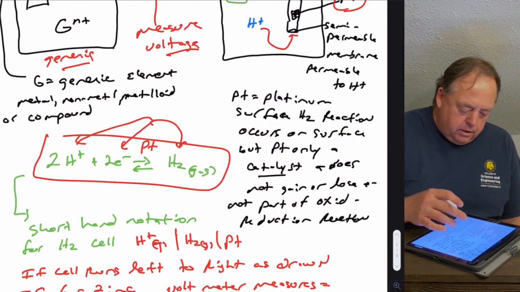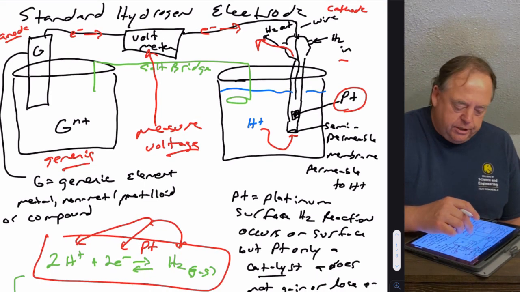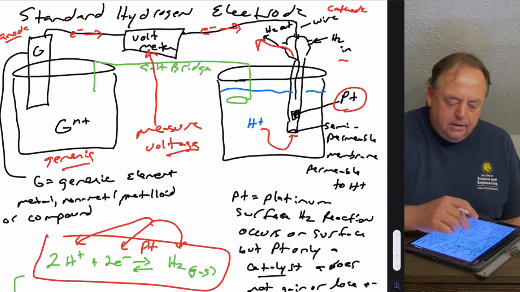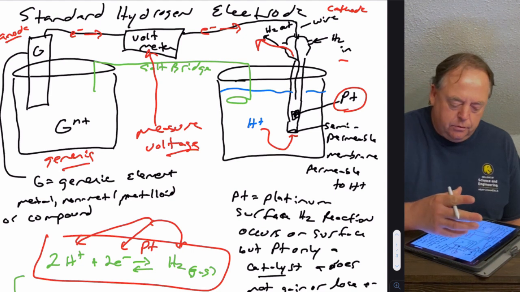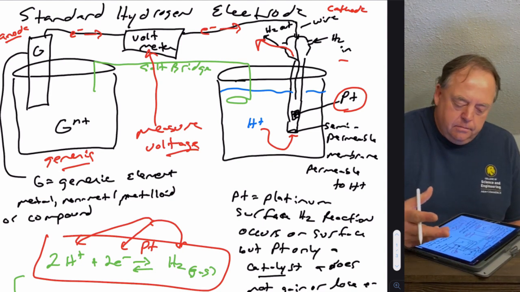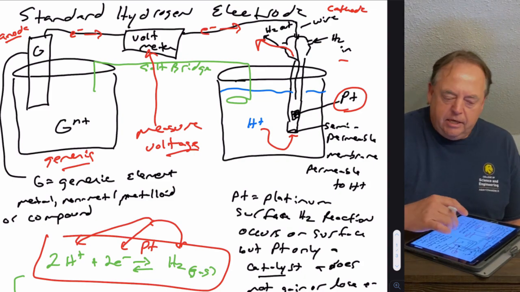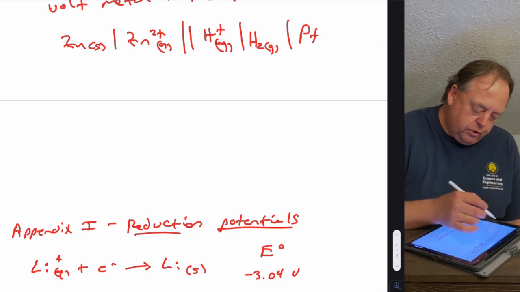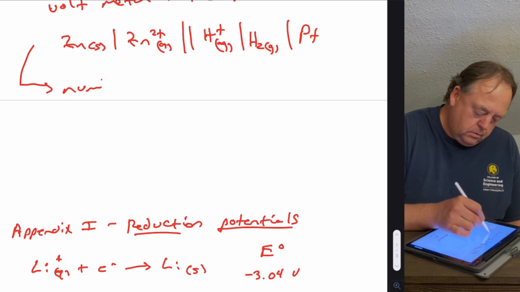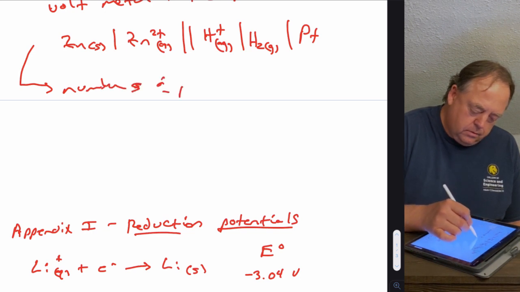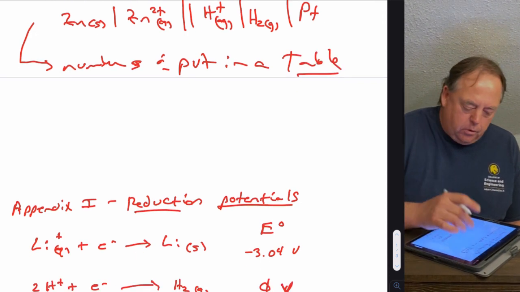Again, what you would do is change out zinc for something else, for copper, for fluorine gas, for whatever you want, and then measure the voltmeter to see what the voltage difference is. The hydrogen electrode is assigned a potential of 0, so it's the standard, and everything is measured against it. Then you take these numbers and put them in a table in your textbook.